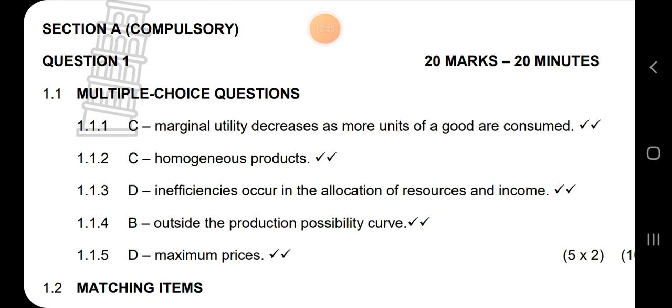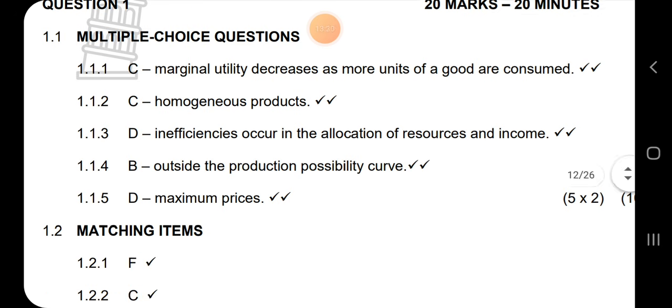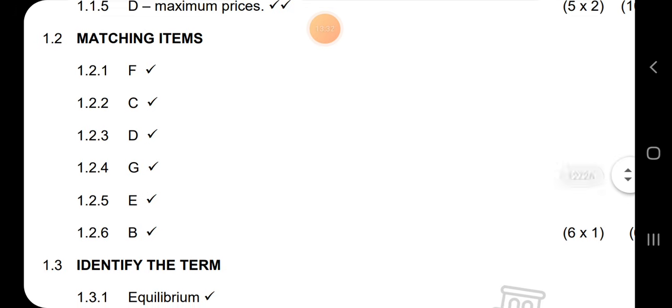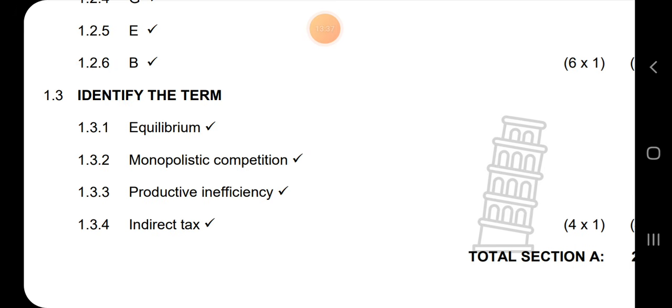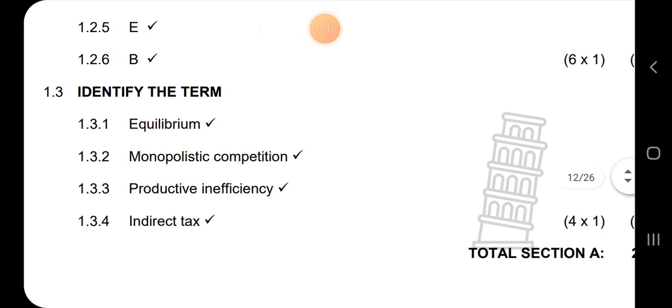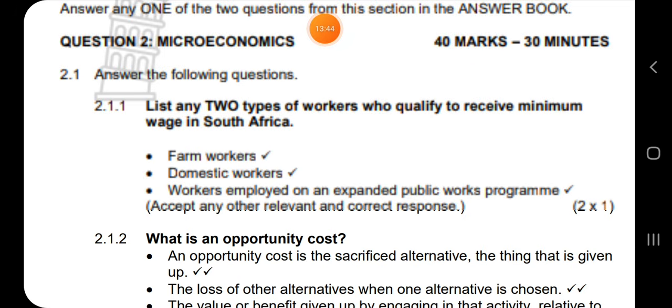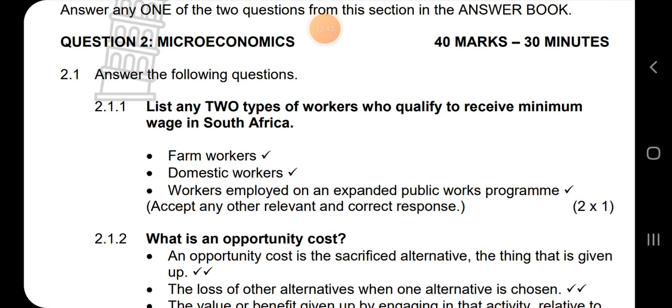So here are the answers to question 1.1. Here they are, in case you missed them. And this is 1.2. And this is 1.3. That's how that section went. So we're going to be looking at this question paper for questions 2, 3, and the rest with a memo, okay? So we'll look at this with the memo so that this video is not longer than it should be.